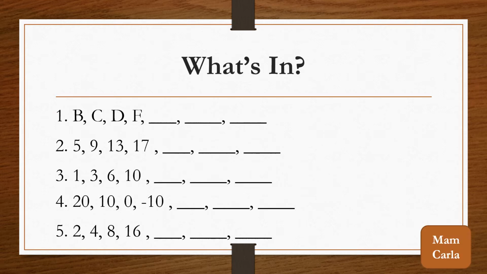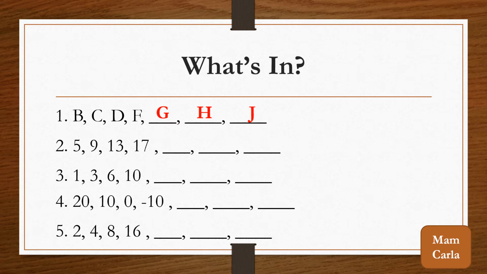Let us first begin with this activity. Our task is to find the next three terms and write the pattern. So for number 1, we have B, C, D, F. What have you observed about the pattern? That's correct. These are examples of consonant letters. So it means that the next three terms are G, H, J.